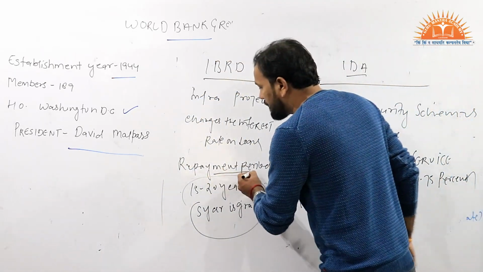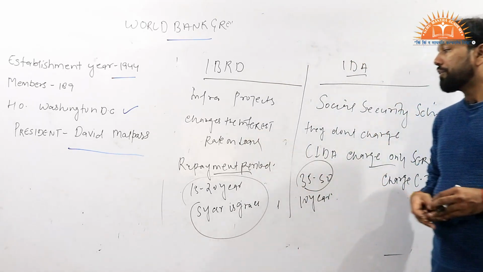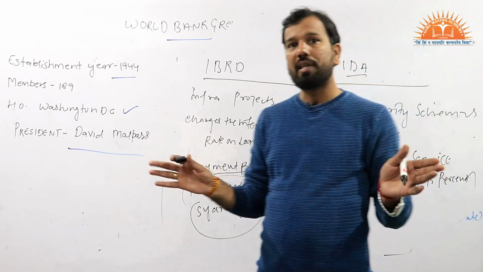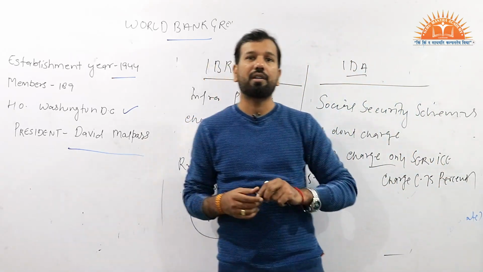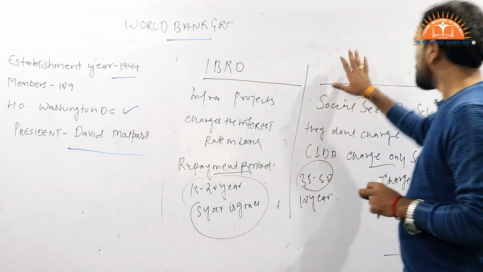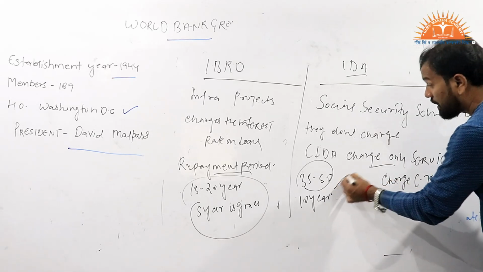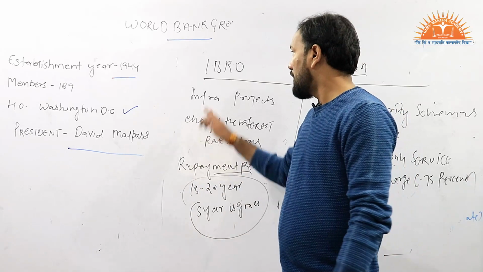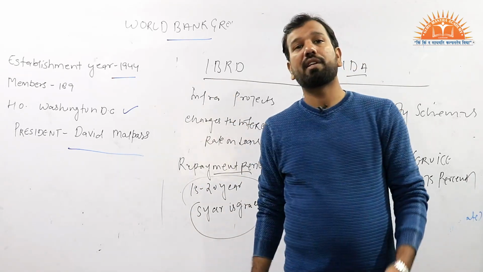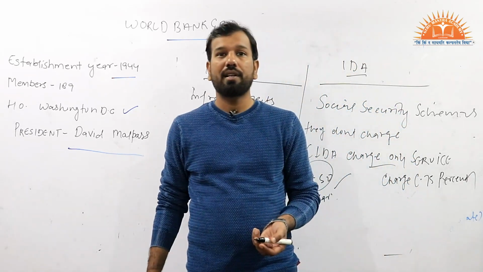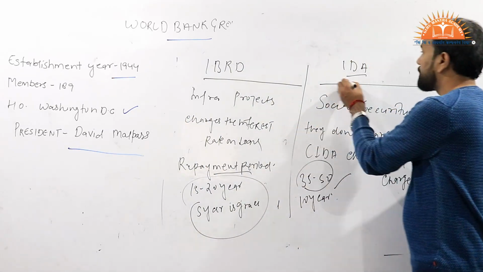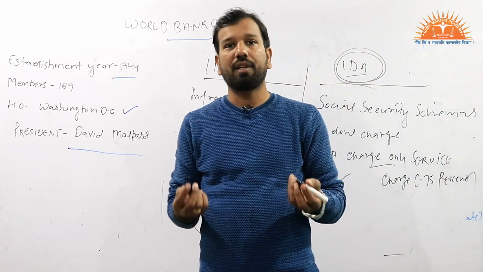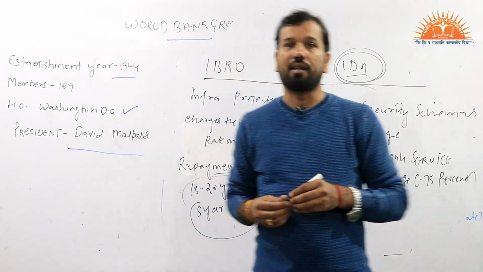And the repayment period in the IBRD is 15 to 20 years, and 5 years is a grace period. It means whatever loans we are taking from the IBRD, you can keep for 25 years. In terms of the IDA, the repayment period is 35 to 50 years, and 10 years is the grace period. As I've already told you, IBRD is mainly for the developing countries, but the IDA is mainly for the poorest developing countries where the per capita income is around $800. Thank you.